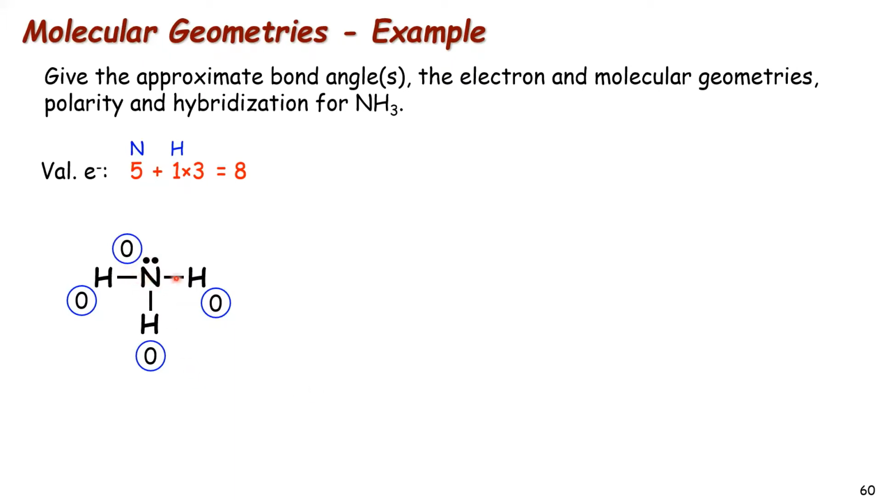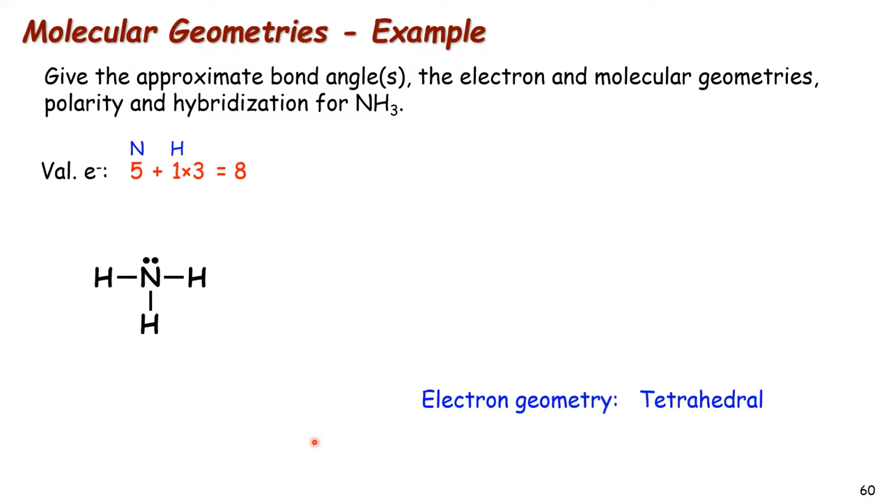Since there's 1, 2, 3, 4 regions of electron density around the central atom, this molecule is going to have an electron geometry of tetrahedral. Well, the perspective drawing looks like this. We have our central atom. In the same plane, we have one region of electron density here at 109.5, another one here in the same plane. Then one coming out of the screen at 109.5 degrees, and then one going back behind the screen at 109.5 degrees. So there's our perspective drawing.